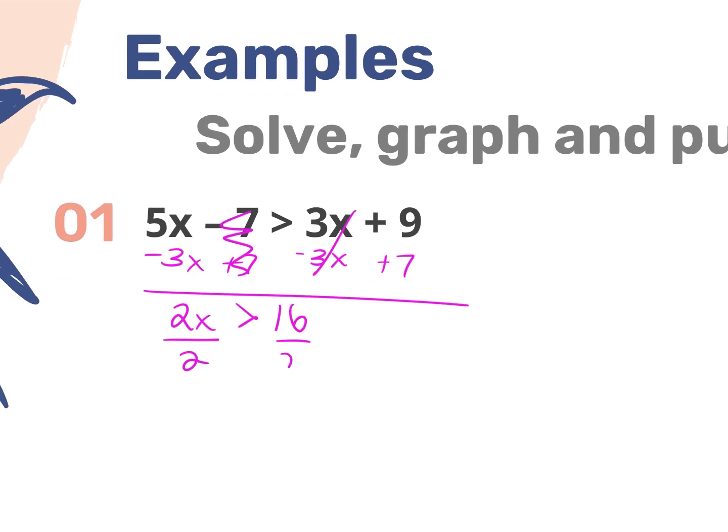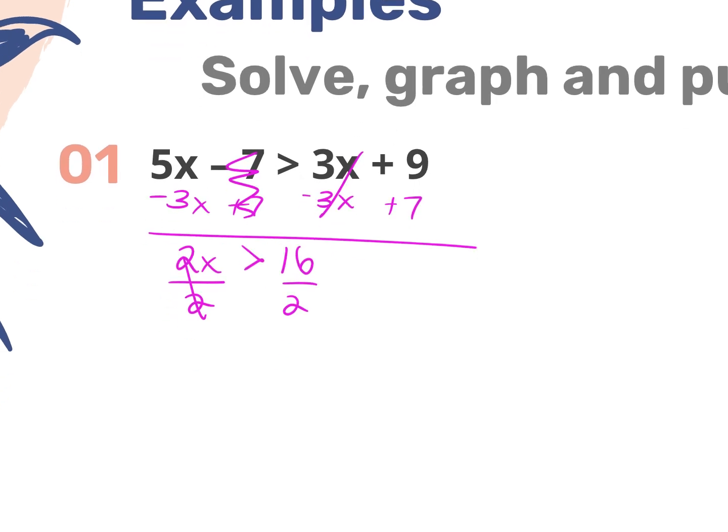What am I dividing by? 2. Is that positive or negative? Positive. So do we have to flip the sign? Yeah. No, only if it's negative. You only flip if you divide by or multiply by a negative. So x is greater than 8.